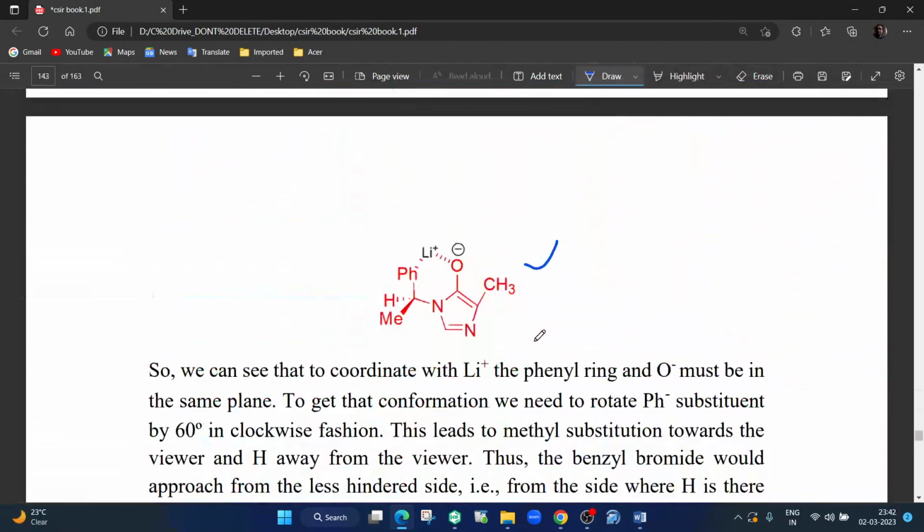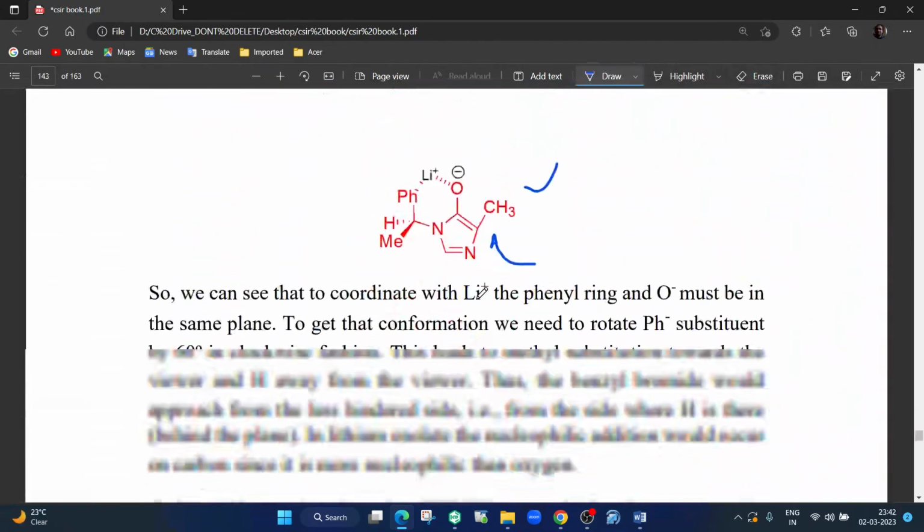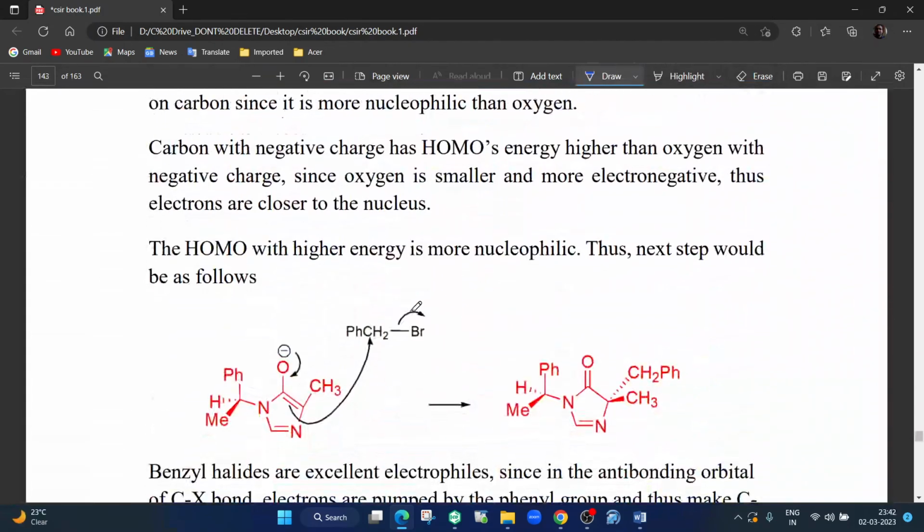So from the front, attack is blocked because methyl is more bulky than your hydrogen. So attack will happen from behind, and what will attack? Benzyl bromide, as we saw. So you are having benzyl bromide here, and therefore this O minus comes here and this goes and attacks here. As I have previously told, more than oxygen, carbon is more nucleophilic because its HOMO is higher in energy. Oxygen is more stable, you understand this. Electrons are happy with oxygen, electrons are not happy with carbon, because oxygen is more electronegative, it stabilizes electrons. Carbon does not stabilize, therefore it has higher energy, so it is more nucleophilic.